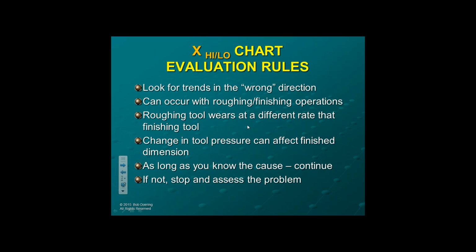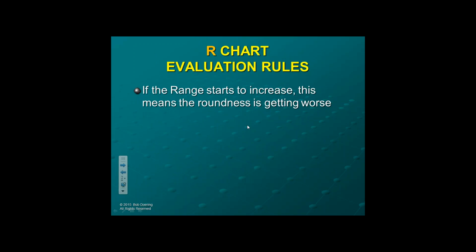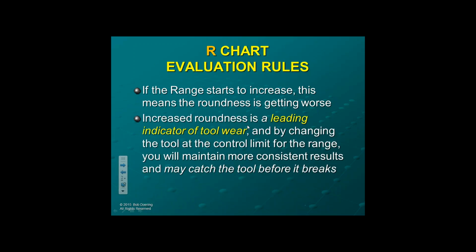You might have bearings that are failing. You might have tools coming loose. You might have tool breakage. You need to take a look. If the range starts to increase, that means the roundness is getting worse, or parallelism if you're looking at a length. That is a key factor that you need to take a look at because it's actually a leading indicator of tool wear. That's right. Range changing is a leading indicator of tool wear. In fact, it gives you a clue that allows you to change the tools maybe before it even breaks.